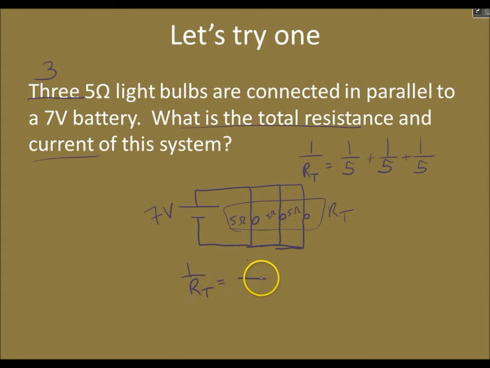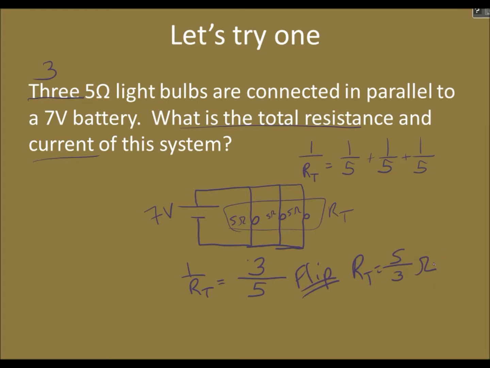Now, that means that in our answer, the denominator stays the same. Remember, we don't add the denominators. It stays the same. We add the numerators. So 1/5 plus 1/5 plus 1/5 equals 3/5. And the last thing we have to do is flip. So RT equals 5 over 3 ohms.